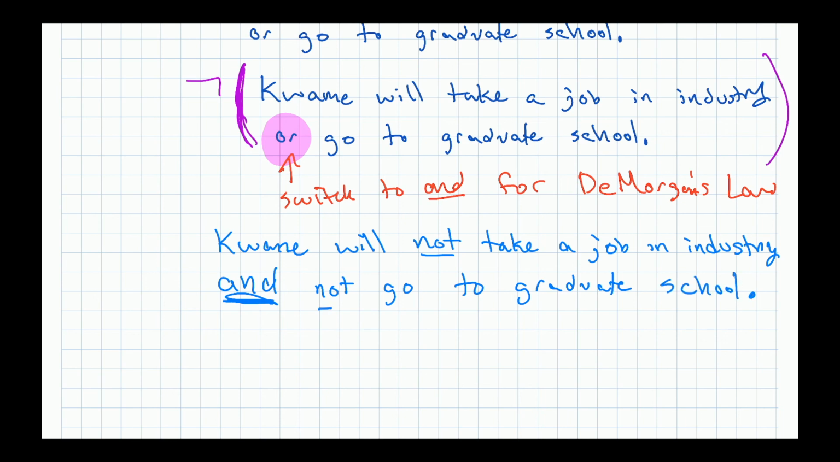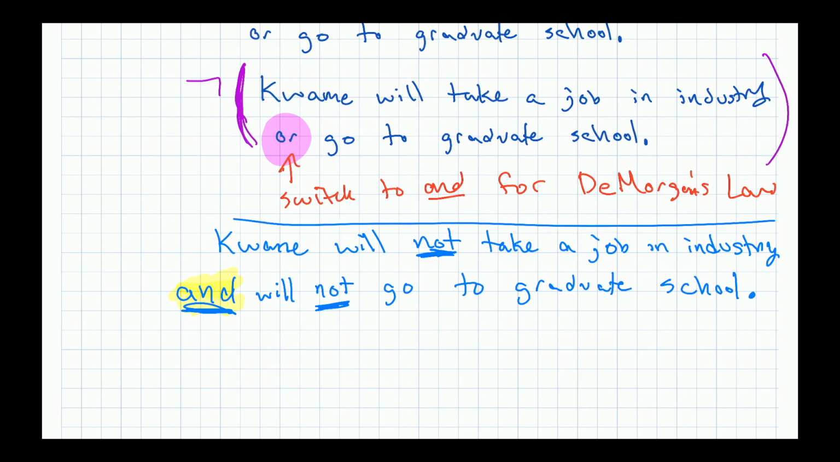So you see, they both get a not. That's distributing the not. And also the or turns into an and. Right? So Kwame will not take a job in industry and not go to graduate school. I should write that in better English, and I should say will not go to graduate school, right? Let's move this. Okay, and that's it. That's your answer.